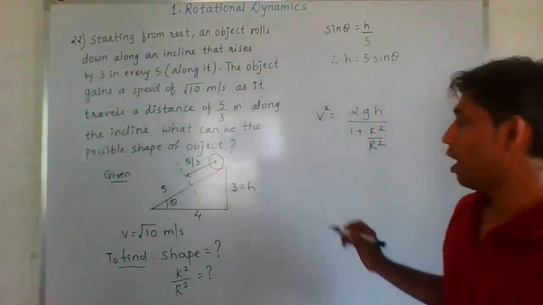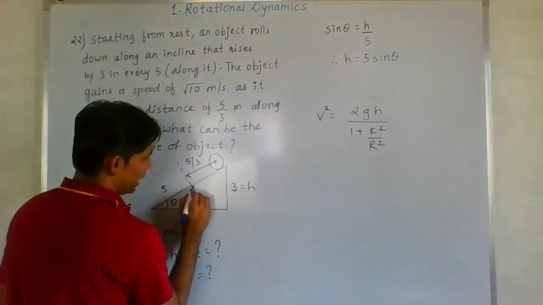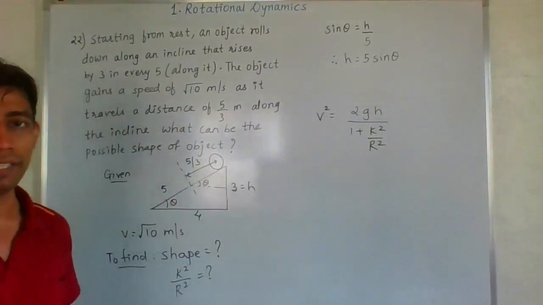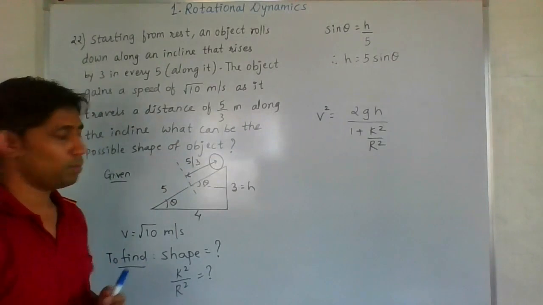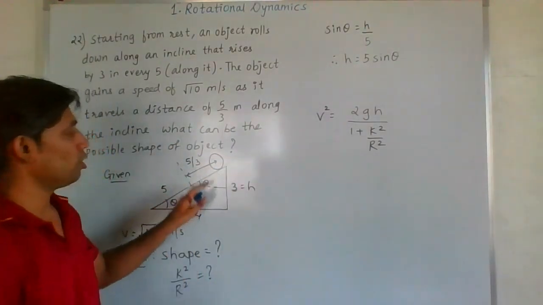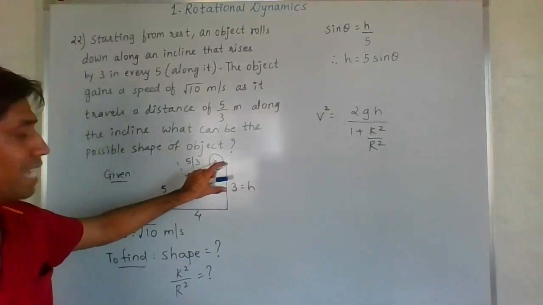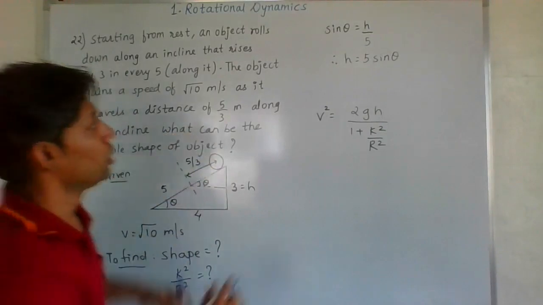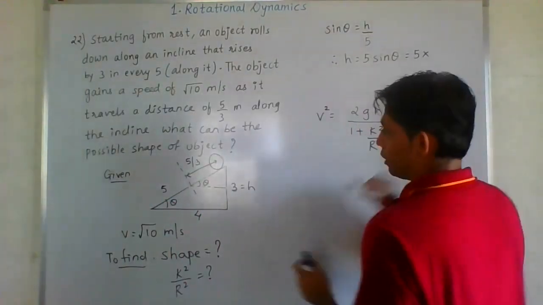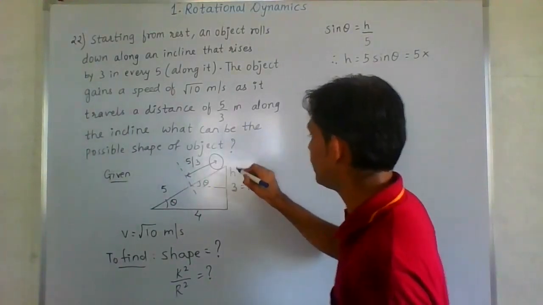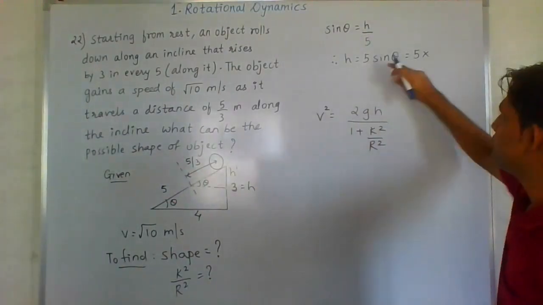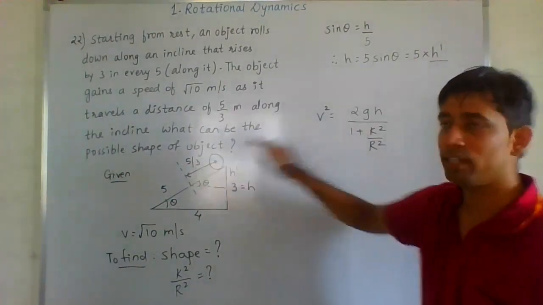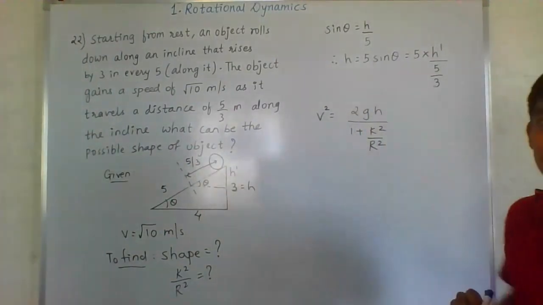Got this? Now we are going to write the value of theta over here also. Clear? Value of theta over here. In that case, if you observe the corresponding angle, here also I can write this h. Here this h will come, which we actually have to find, and then this distance will come. I hope you understood this. So here, the height, I denote by h dash. Okay, so here sin theta will be h dash, opposite, upon hypotenuse, which is 5 divided by 3. Got this?